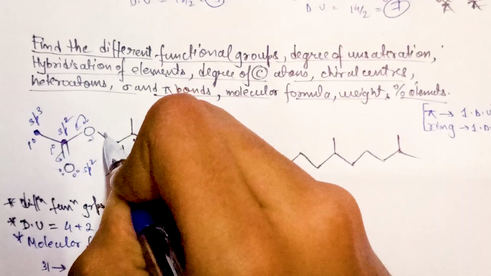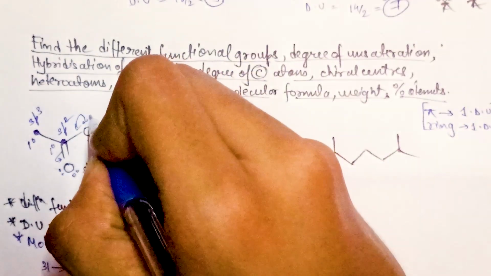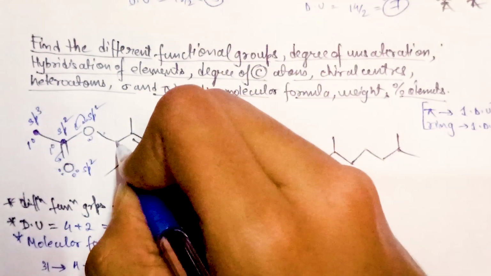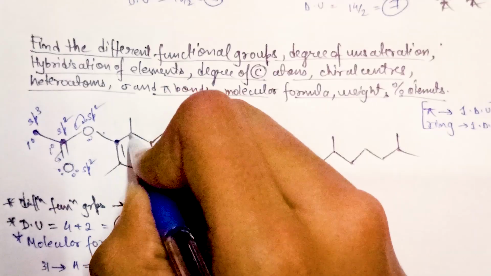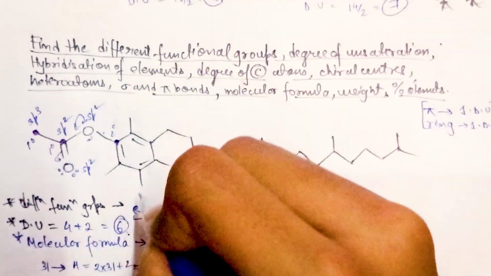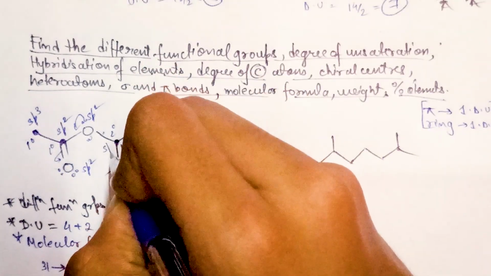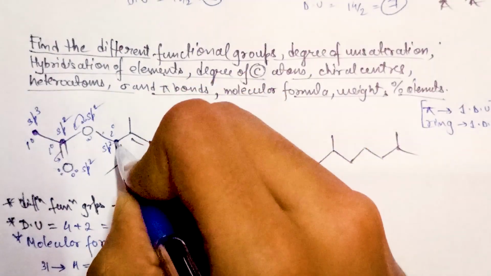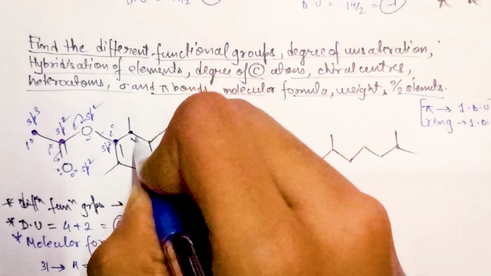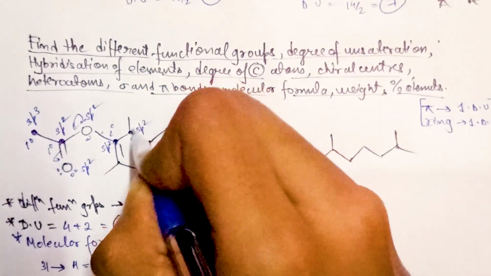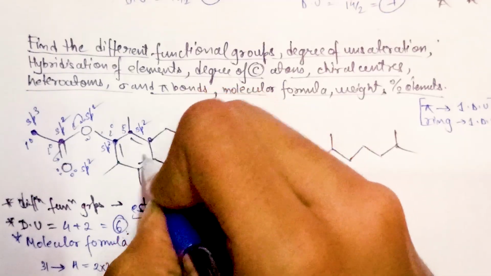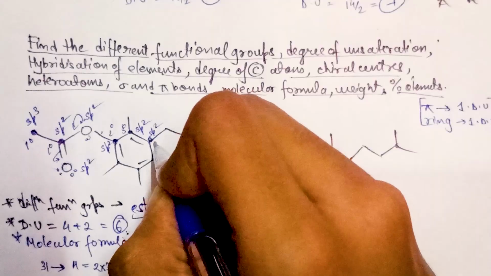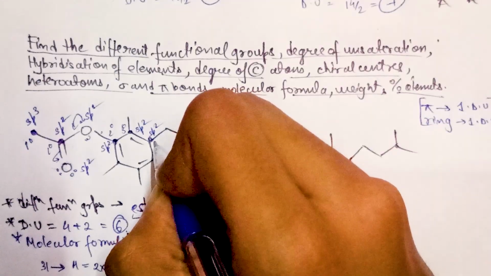Therefore, there are two sigma bonds and one lone pair, making the hybridization of this oxygen sp2. Then talking about this carbon atom, it is connected to two carbon atoms, making it a 2 degree carbon atom, and that's an sp2 carbon atom since it contains 3 sigma bonds. Finally, this is again also an sp2 carbon atom, but it is 3 degree. This is again an sp2 carbon atom, and this is also a 3 degree carbon atom.